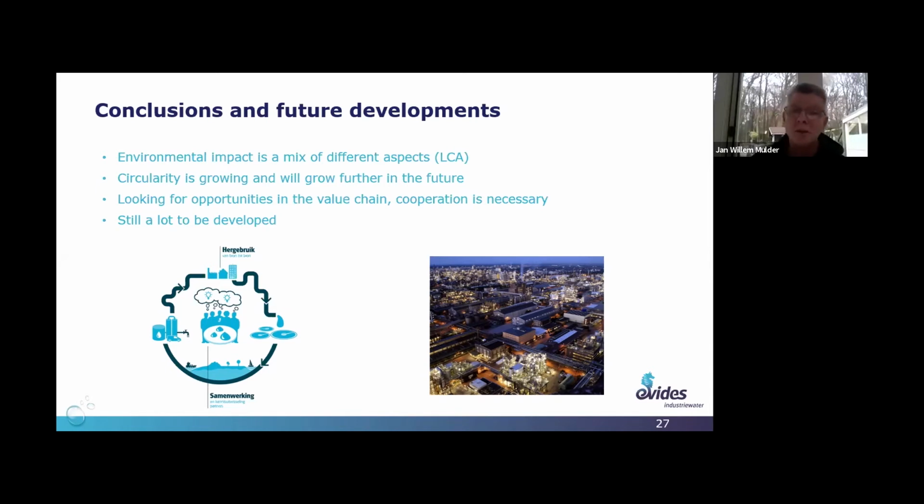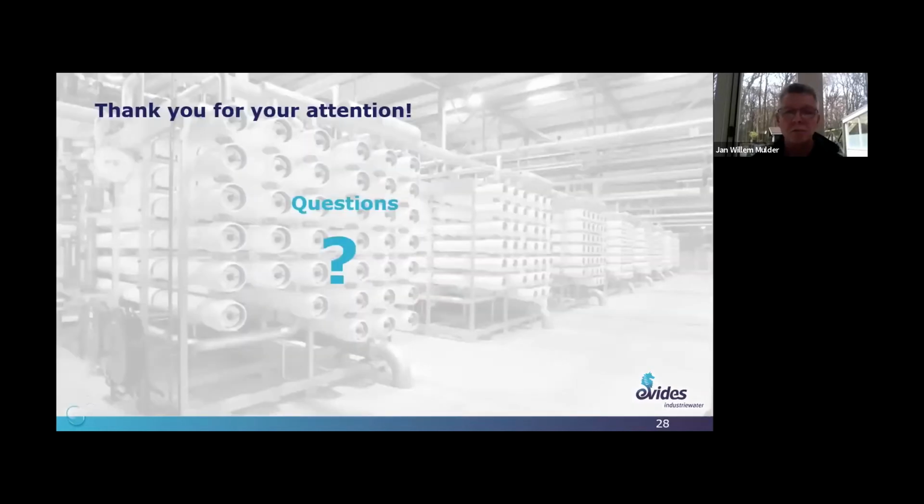Looking for opportunities in the value chain is important, but you really need cooperation, like the example with the Dow chemical industry, with the water authorities. So circularity, doing it on your own, I don't think the chances are very high. You really need a cooperation in the value chain. And my final conclusion, there's still a lot to be developed. So with that, I want to conclude my presentation, and maybe there are questions.